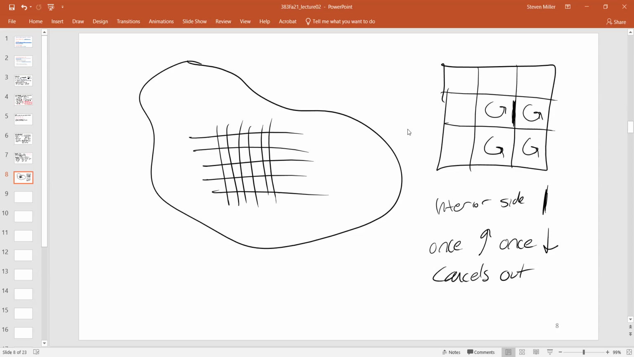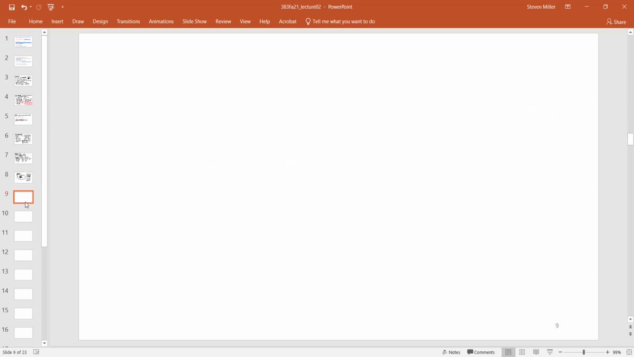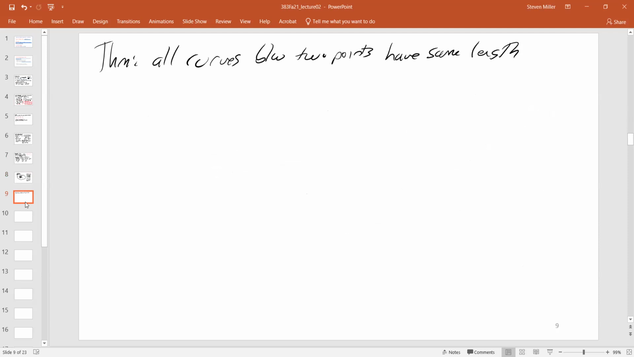The difficulty now is we have to figure out how we handle what's going on as we get near the boundary. That becomes a little bit of a challenge. And to just show you how careful you have to be, theorem: all curves between 2 points have the same length. Any thoughts about this theorem? I'm sorry that it's not true. Okay, would you like me to prove it to you?